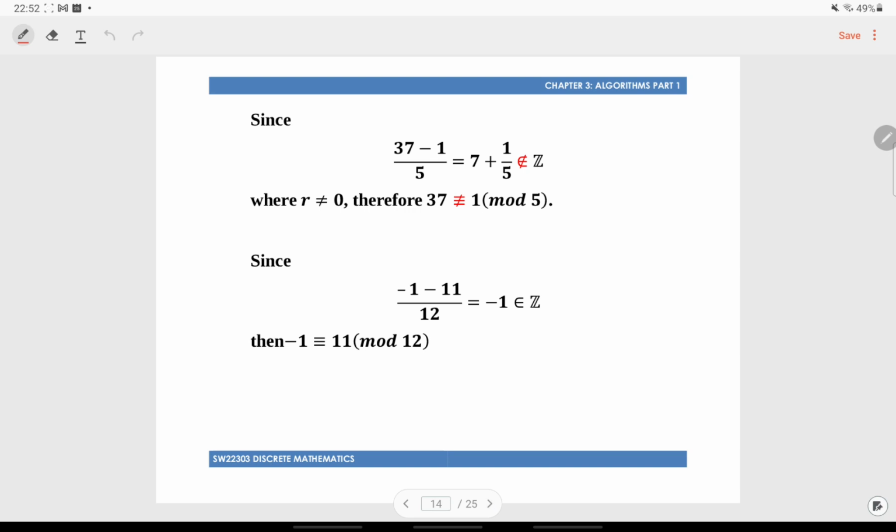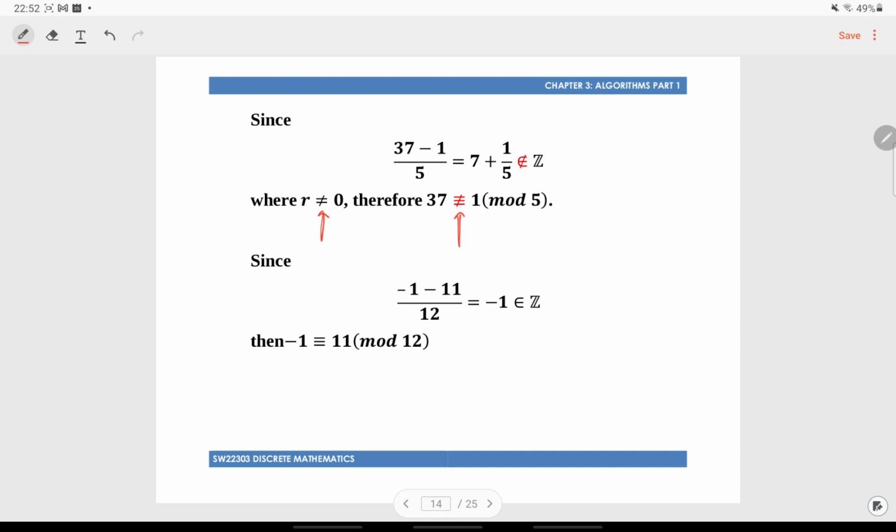How about this one? 37 minus 1 equals 36. If we divide by 5, the outcome is 7 point something, which is a non-integer value. So the remainder is not equal to 0. Since a minus b, 37 minus 1, is not divisible by 5, we say that 37 is not congruent to 1 modulo 5, and you put the modulus value inside parentheses.